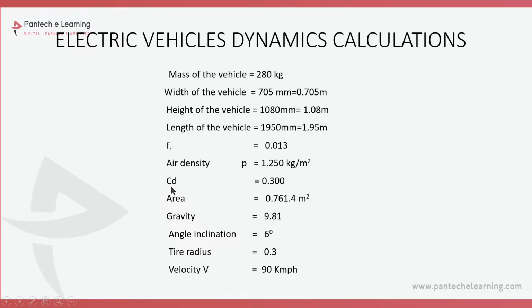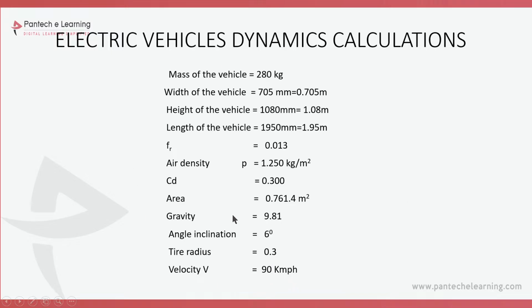CD is 0.3, area equals 0.76 meter square, gravity 9.81, angle of inclination is 6 degrees, tire radius is 0.3 meter, and velocity equals 90 kilometer per hour. We have to change it into meter per second; I will tell how to change it.